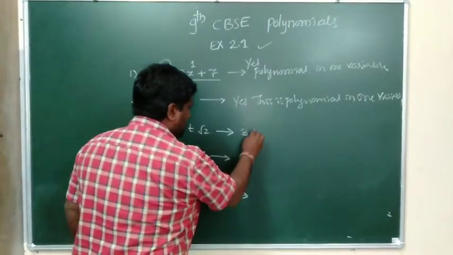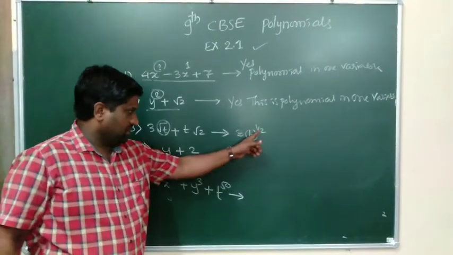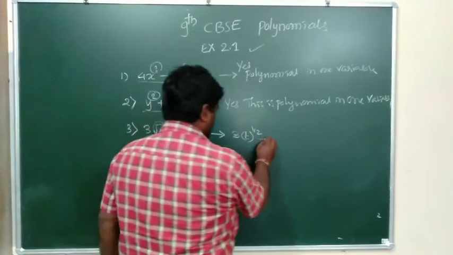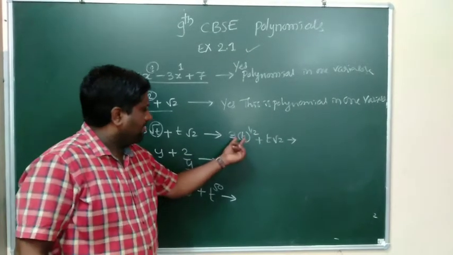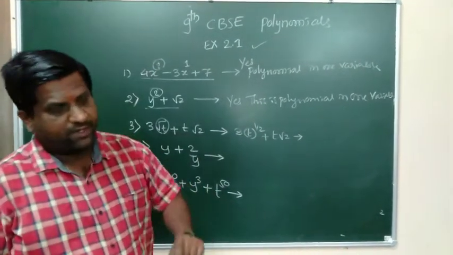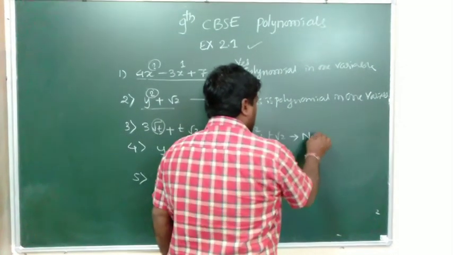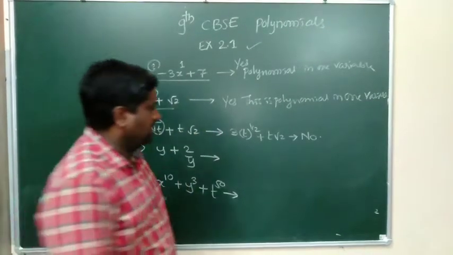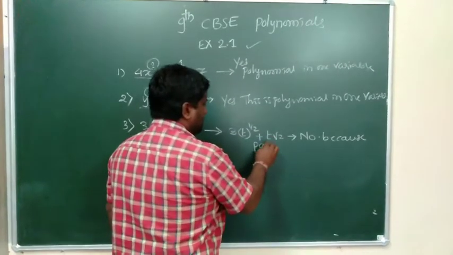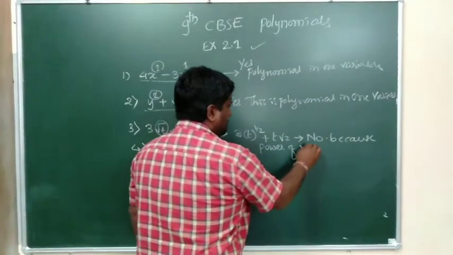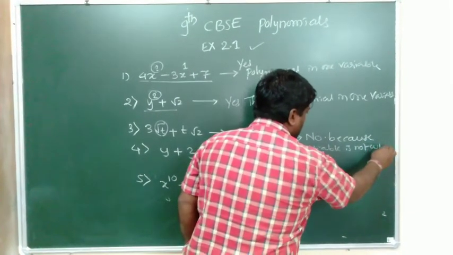See, the third one, root 2. I will express this root 2 in terms of indices. So the value of root 2 is equal to t raised to 1 by 2. If you observe, the power of t is 1 by 2. So this is not a whole number. So no, this is not a polynomial because the power of the variable is not a whole number.